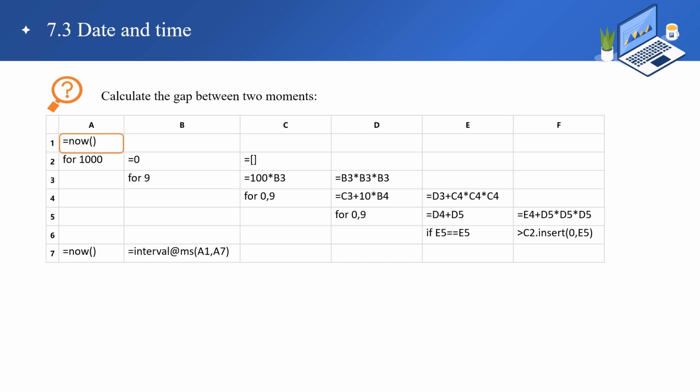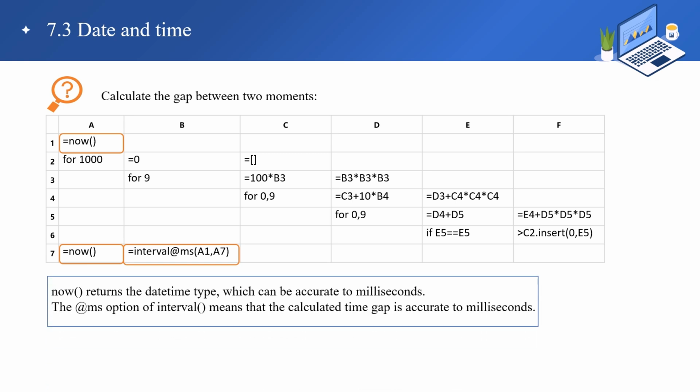The now function of A1 will return the time when this statement is executed, that is, record the start time of the program in A1. At A7, use now function to get the time when the program ends, and then use interval at ms to calculate the gap between the two moments and write the two parameters in chronological order, so as to get the execution time of the program.